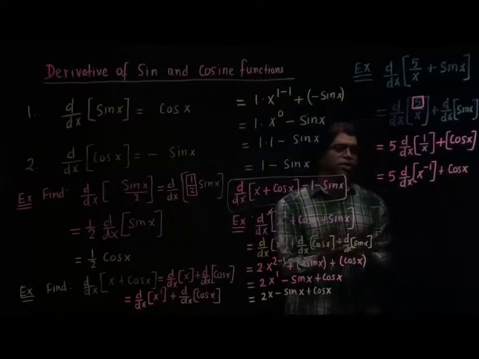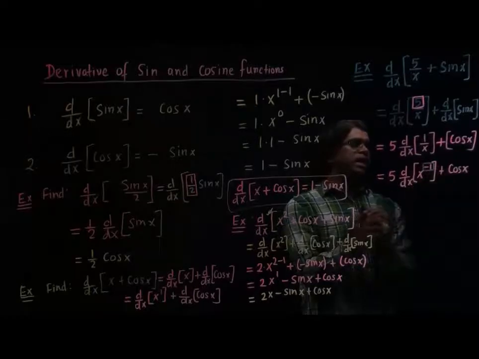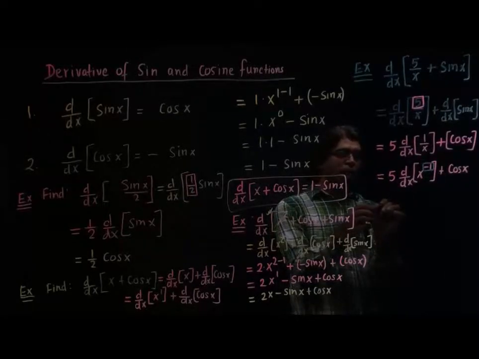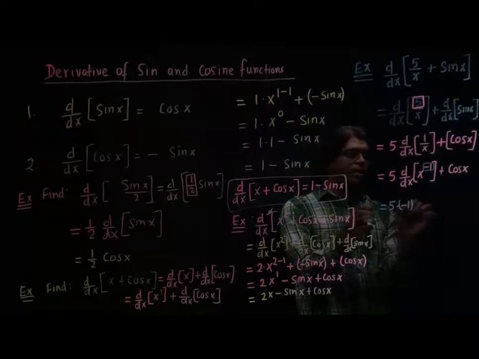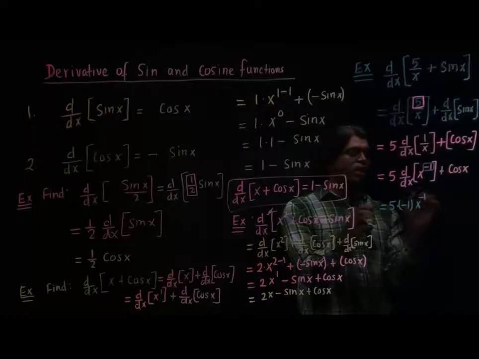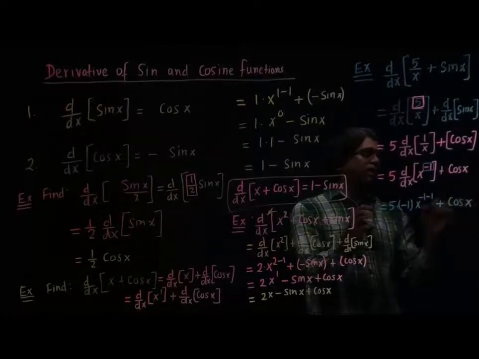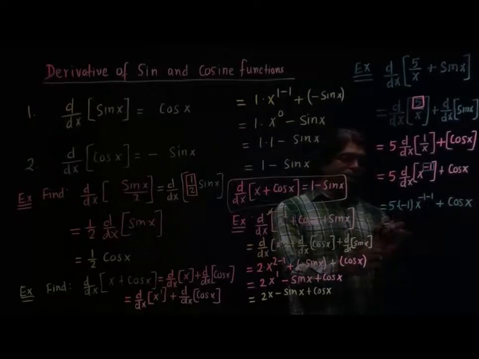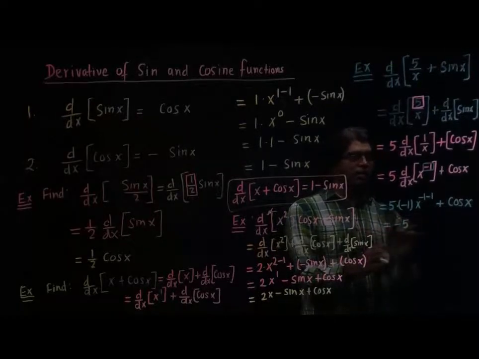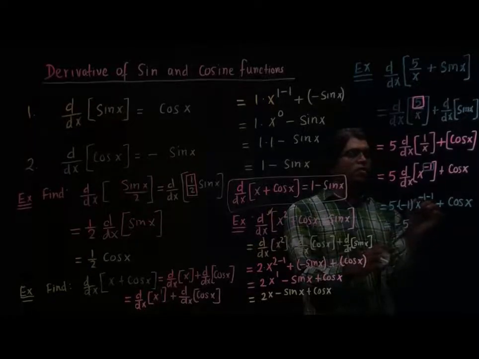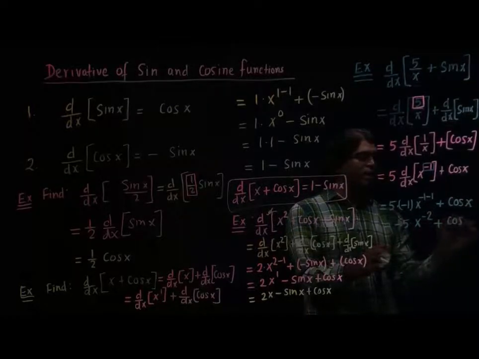Now let's simplify further, and as you can see, for the first term my n is negative 1, so I'm going to differentiate using the power rule. So I will write 5 times negative 1, because this is my n, x to the power n, which is negative 1, minus 1, plus my second term is cosine x. Simplifying further, 5 times negative 1 is negative 5, times x to the power negative 1 minus 1, which is x to the power negative 2, plus cosine x.